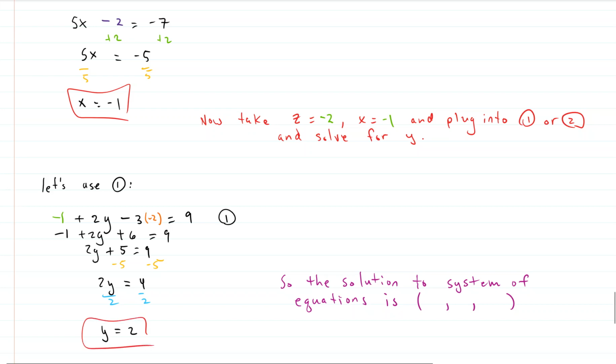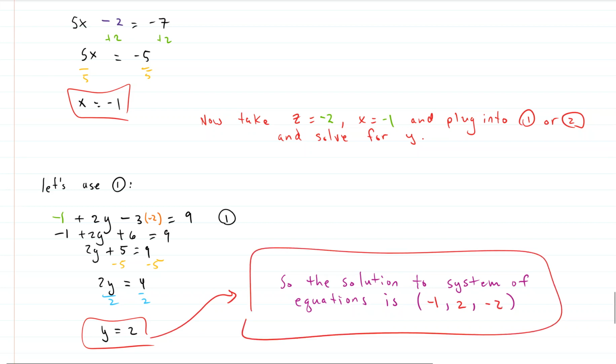Awesome. Now we can take our 3 values. We have an x, which we know is negative 1. We have a y, which is 2. And we have a z, which is negative 2. And that's the solution. That's the point that is on all 3 of these planes at the same time.